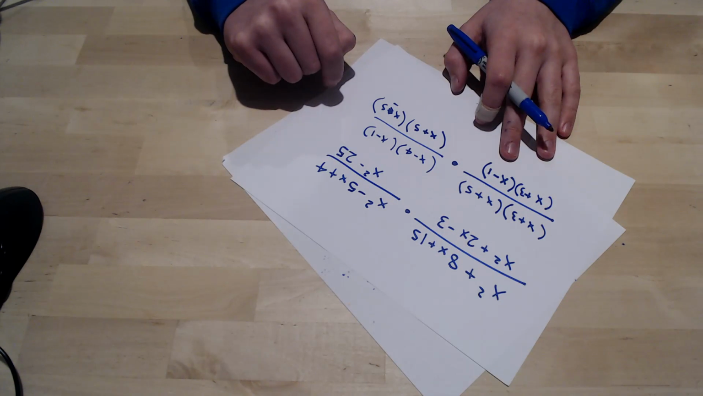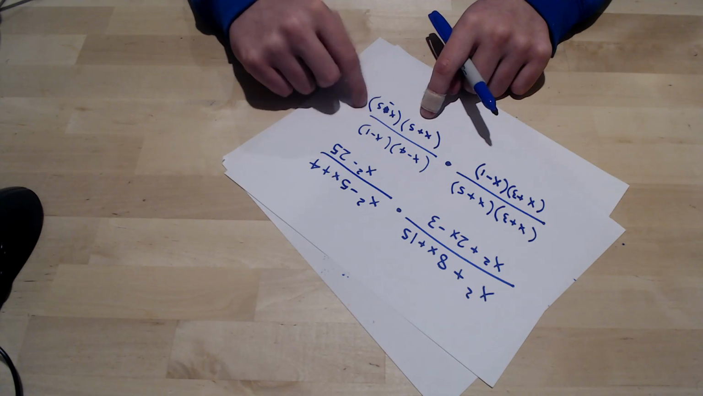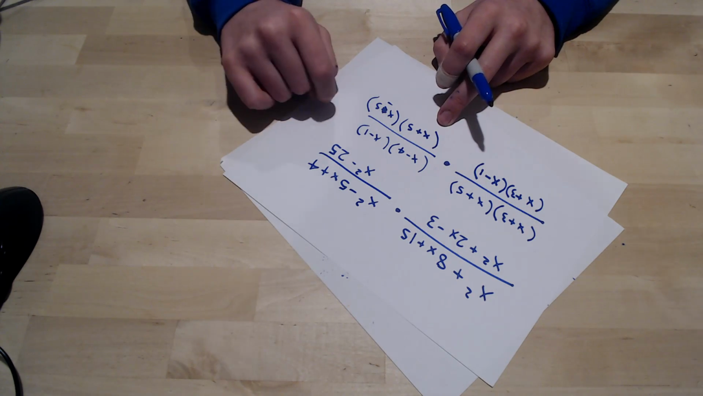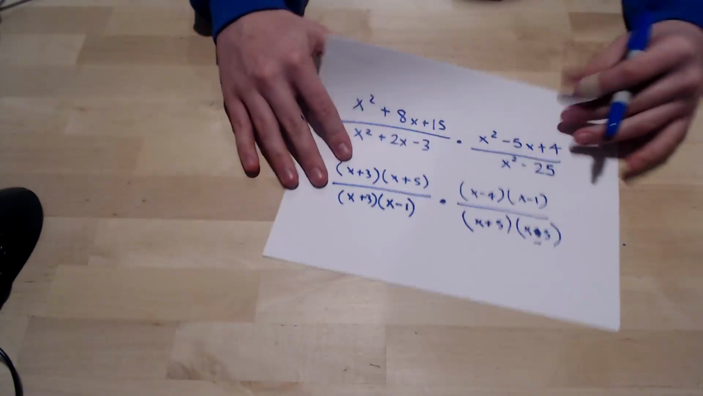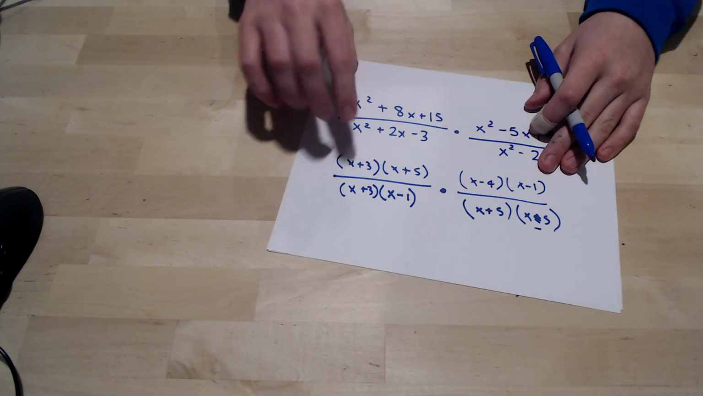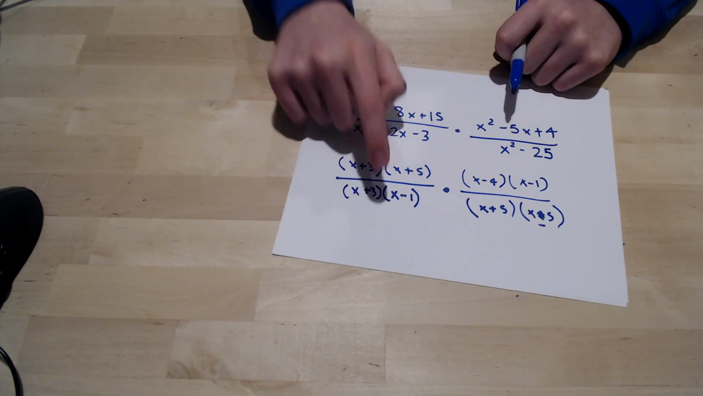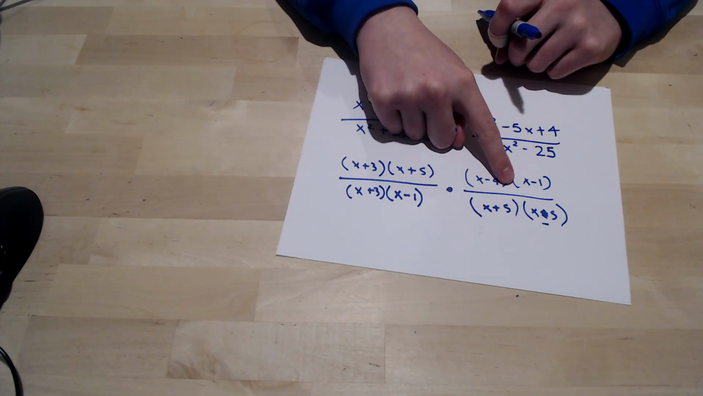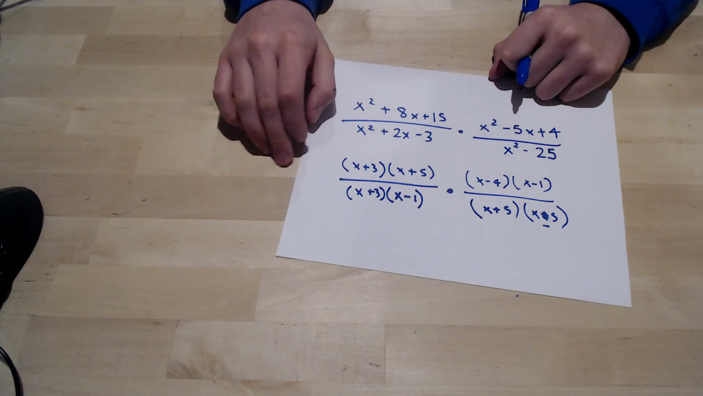x times x is x squared, and 5 plus negative 5 is 0. So you don't have that; that's why you don't have an extra expression here. It gets canceled out. But this is our new factored form: x plus 3 times x plus 5 over x plus 3 times x minus 1, times x minus 4 times x minus 1 over x plus 5 times x minus 5.